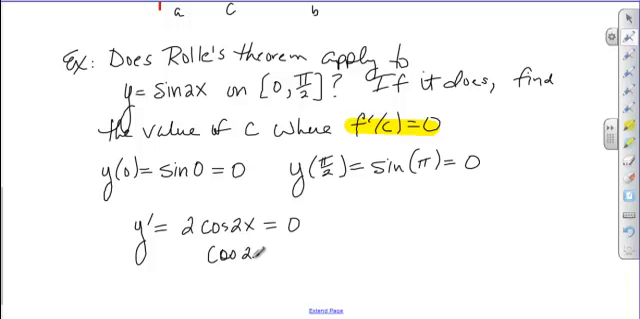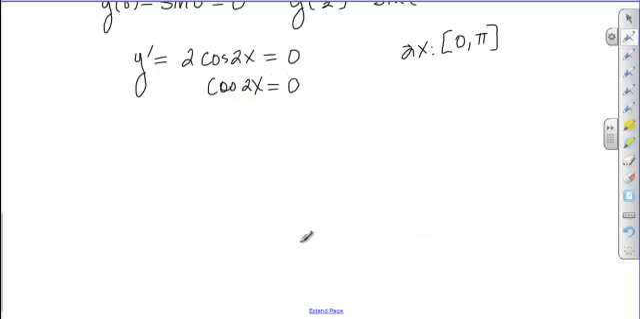So the cosine of 2x will equal 0 if you divide both sides by 2. Now, the way I suggest you think about this, since x is in the interval from 0 to pi over 2, then 2x would be in the interval from 0 to pi. You just multiply both of the endpoints of that original interval by 2. And so I'm going to solve cosine of 2x equal to 0 on the interval from 0 to pi.